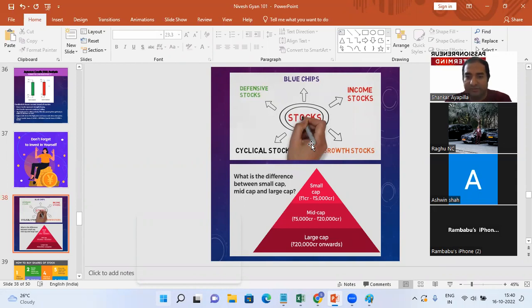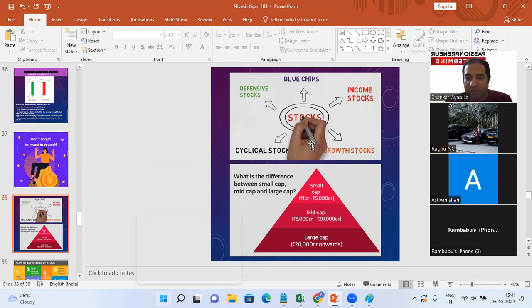Correct? MRF share, one share is 90,000. Similarly, Honeywell is also a very costly share, almost around 30,000, 40,000 odd per share, because you need to put in a large capital, and their capital size is also very high. They are called large cap shares.